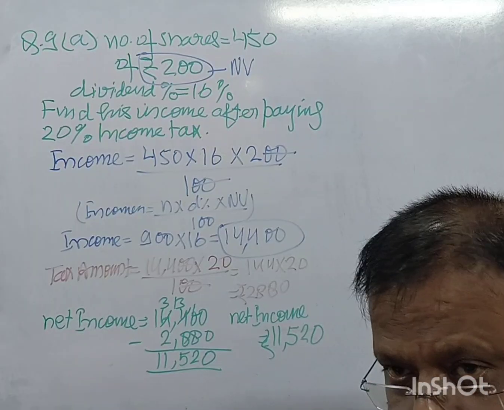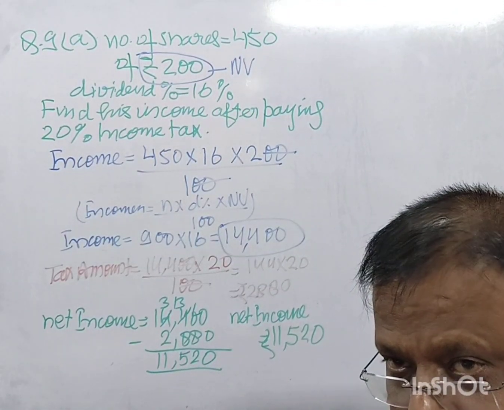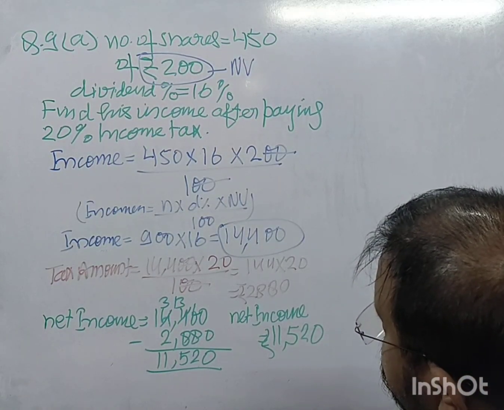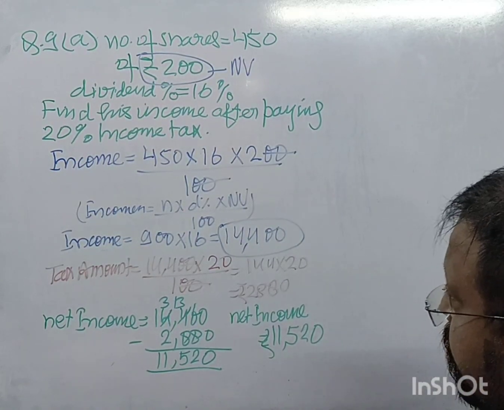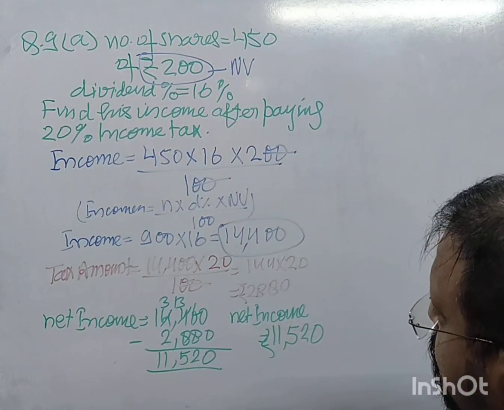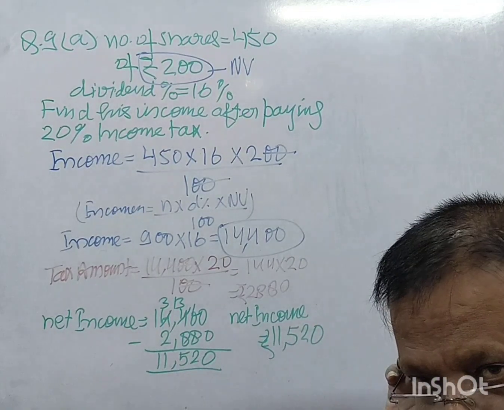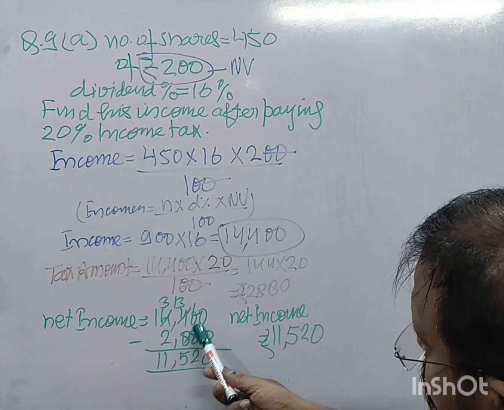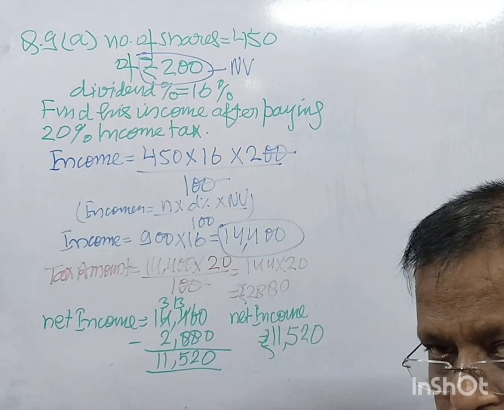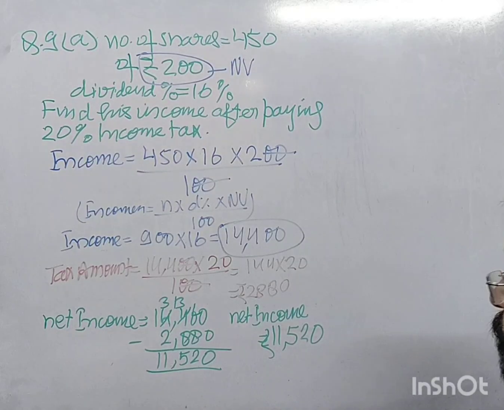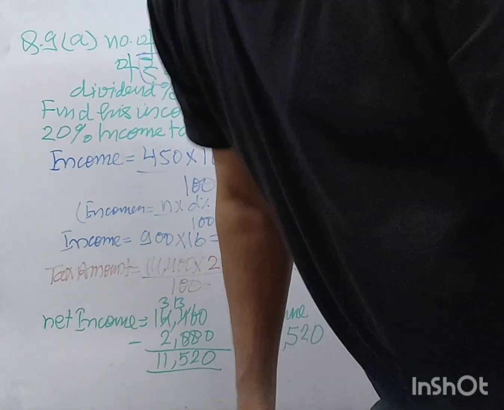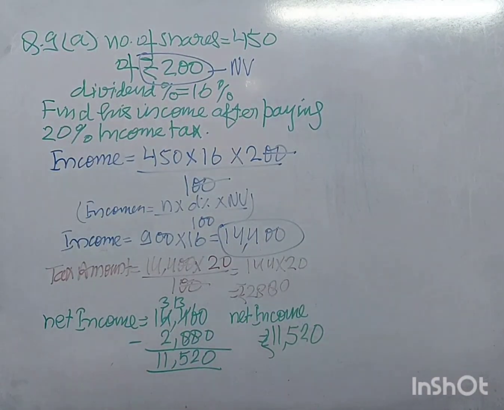Do you understand this? 450 shares of rupees 200. Dividend is 16%. 20% he paid. Income tax amount is 2,880. So that we subtracted from his income and we get 11,520 as the net income. I hope you understand. This was question number 9.